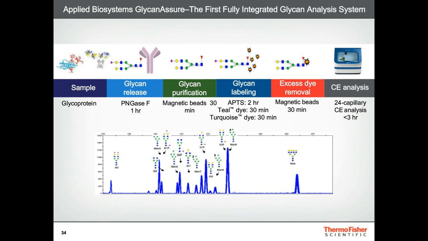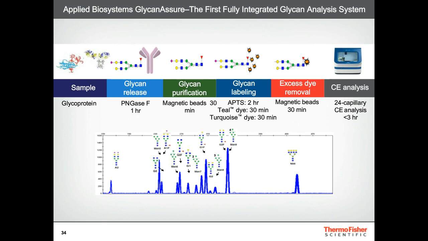The next step is the dye labeling. As I said earlier, we can use the industry standard APTS. The reaction time is 2 hours at 50 degrees. Or we can use our proprietary dyes, teal or turquoise, which are faster reacting, and the reaction is complete in half an hour at 60 degrees.